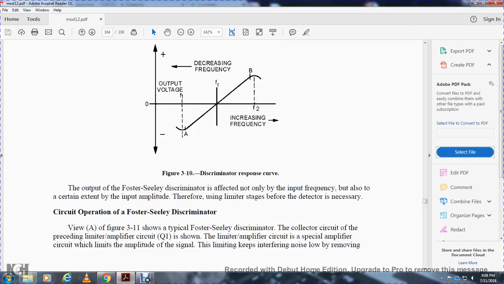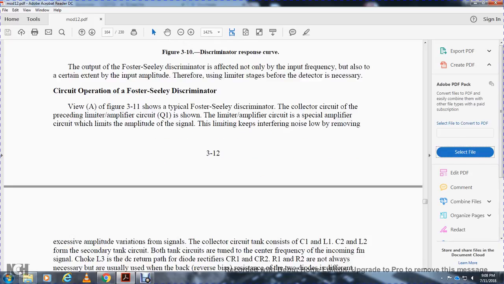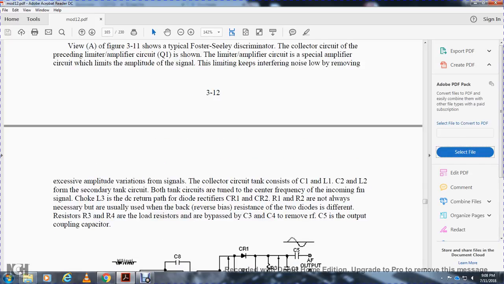Figure 3-11 shows a typical Foster-Seeley discriminator with the collector circuit of the limiter amplifier circuit. The limiter amplifier circuit is a special amplifier circuit that limits the amplitude of the signal, removing interference and noise, leaving only the frequency variation of the signal. The collector circuit tanks consist of capacitor 1 and inductor 1, and capacitor 2 and inductor 2, the inductor 2 forming the second tuned circuit. Both tanks are used to tune to the center frequency and pass the frequency modulated signal. The choke L3 is the DC return path for the diode conductors, diodes 1 and 2.